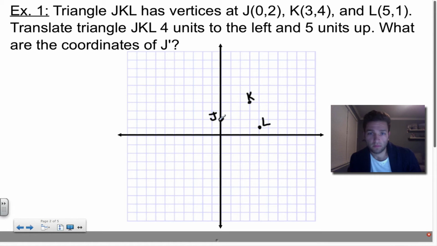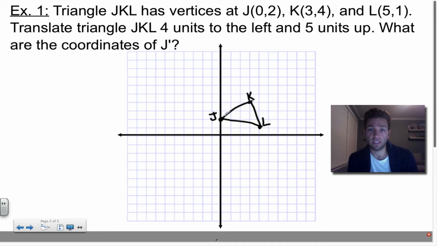And if graphing is not one of your strong points, just ask me for a little extra practice and we can go over it in class. So there's our original figure, triangle JKL, and we're going to translate it 4 units to the left and 5 units up. So translations are pretty easy.